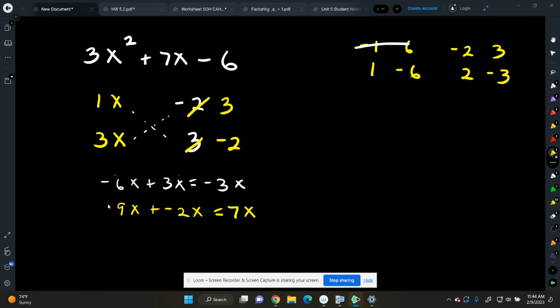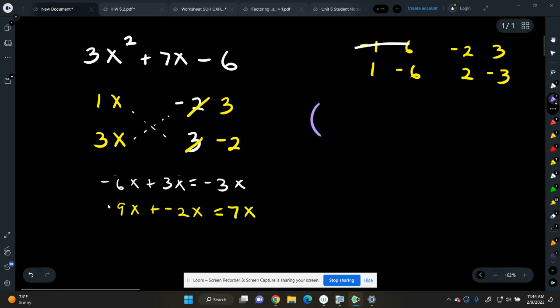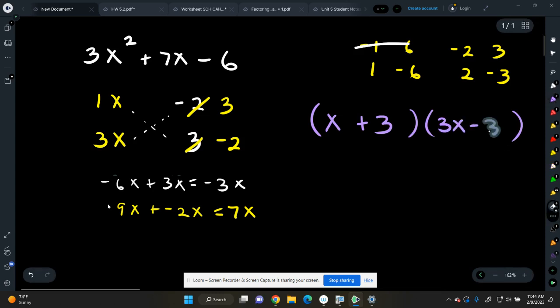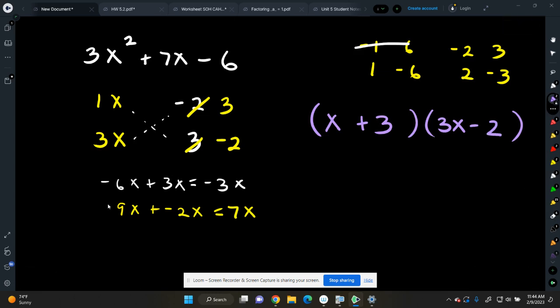Okay, what are my factors? No, give me the actual factors, the parentheses, the factors. Oh, 1x plus 3. 3x plus 2. There you go. Remember, our factors go straight across. We only use the diagonal when we're checking it. The factors go straight across. Okay, let's do another one.